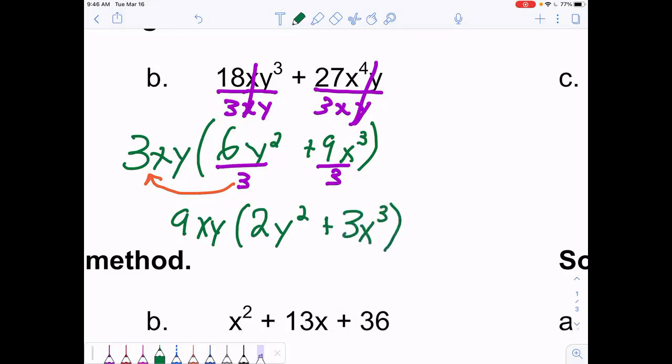Yeah. So here's our final answer here. So, if you want to take 3 right away, that's fine. What was the GCF in this case? It was a 9.